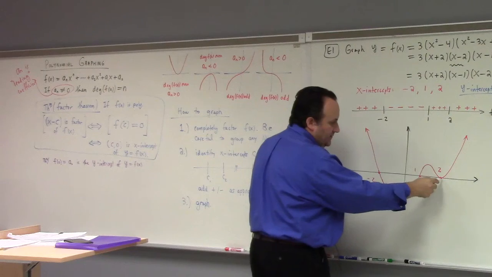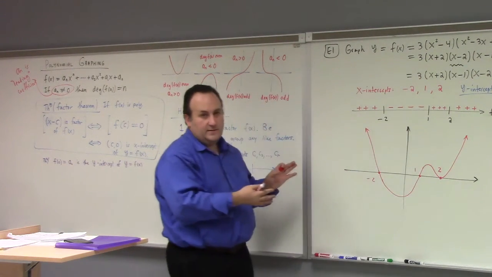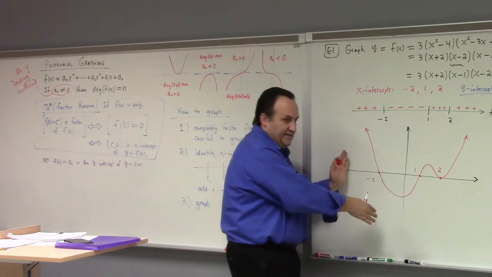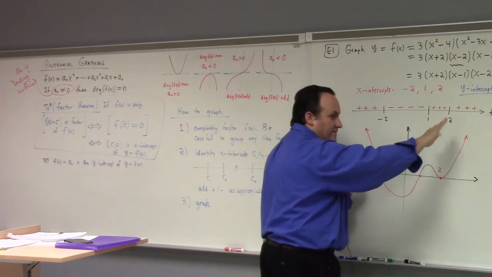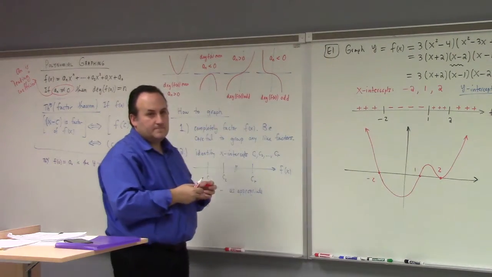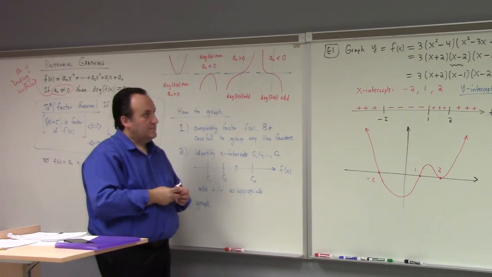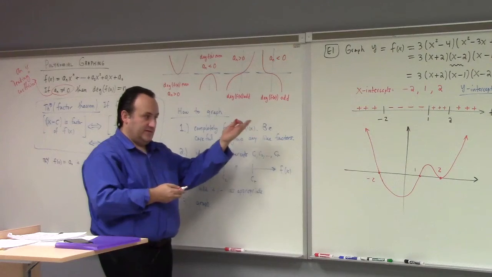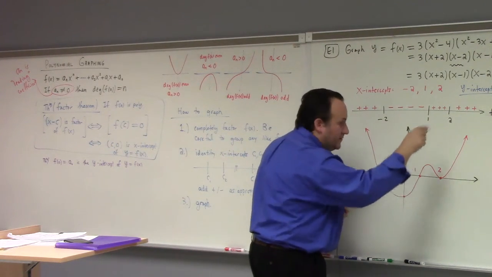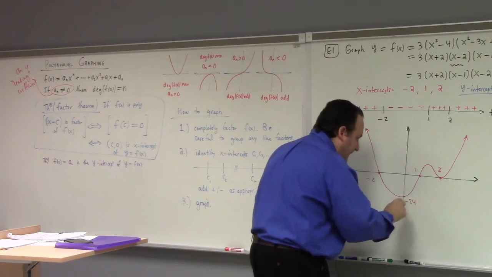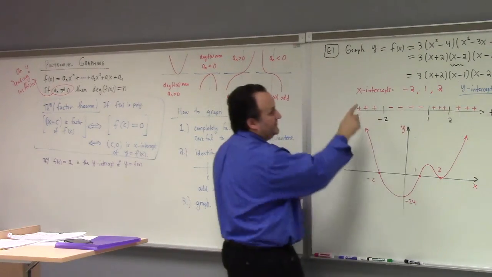So basically here's the deal. If you've got a factor which is odd, that corresponds to your graph crossing the x-axis. If your factor has a power which is even, it bounces off the x-axis like this. Any questions? And there you go. That's the graph. And I can be a little bit more precise. What's the y-intercept right here? Minus 24. So there you have it. This is y equals that.